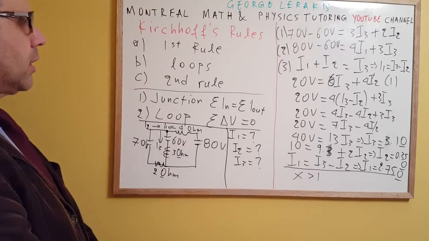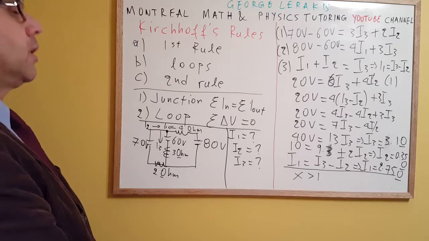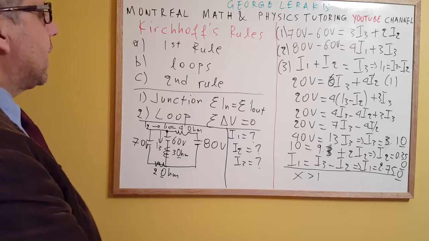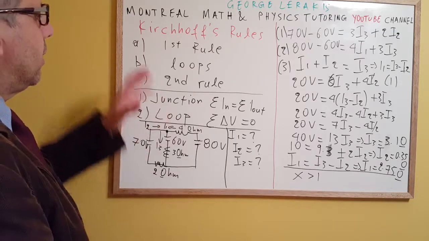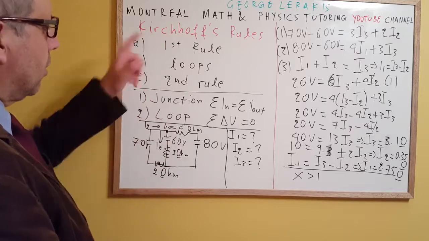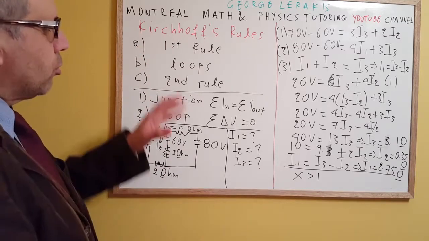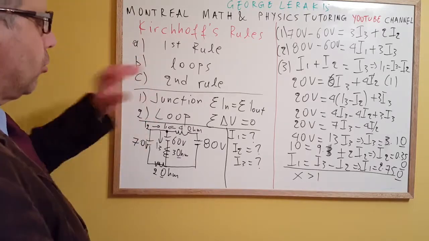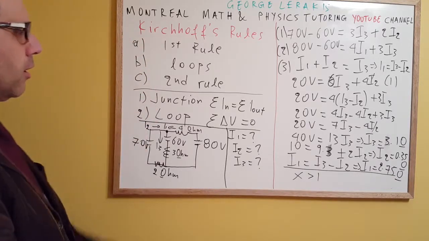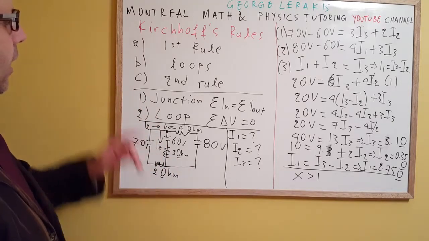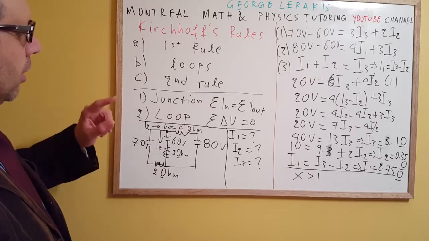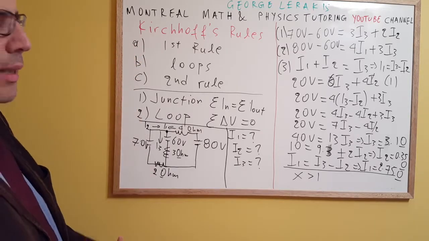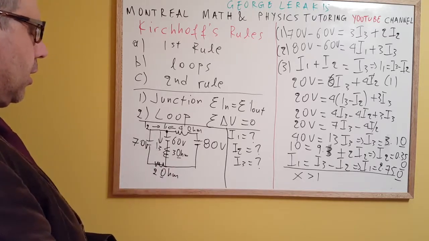I know a lot of students have difficulty using these rules for mainly three reasons. First, they find it difficult to use the first rule because they don't know which junction to use, and also they don't know what direction the currents should have. The second reason is because of the loops, which means that they don't know which loops to use.